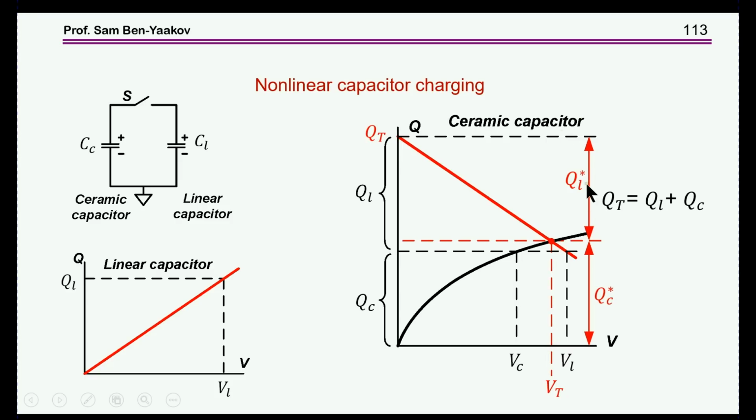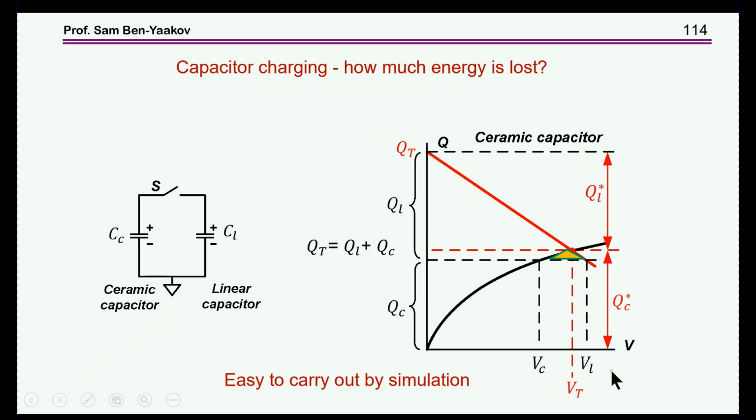This is the charge now on the linear capacitor. This is charge now on the nonlinear capacitor. And this is, by the way, this area here is the energy lost. So you can tell how much energy is lost in this process. The energy lost is small because the two voltages are close. I just took this example.